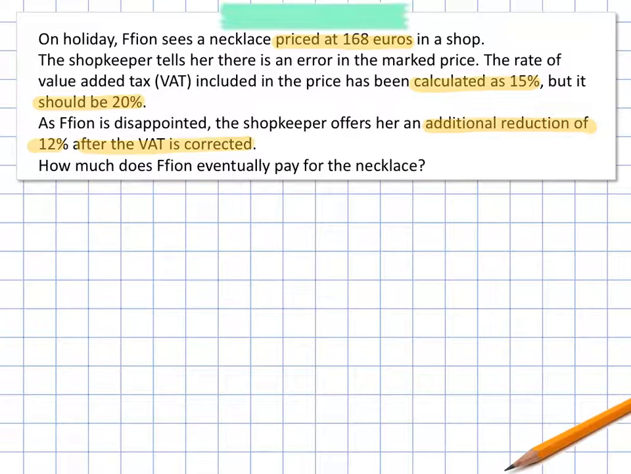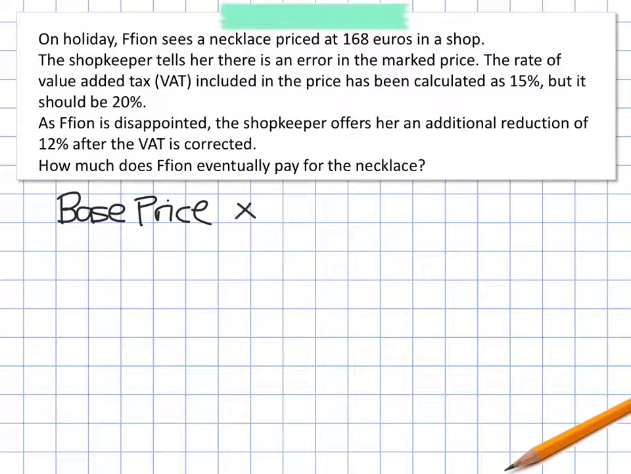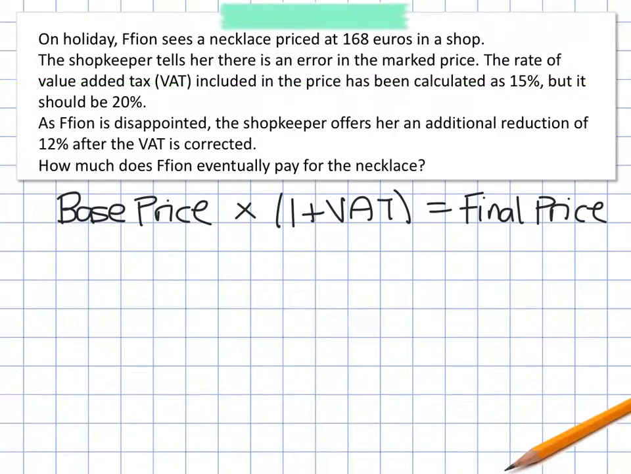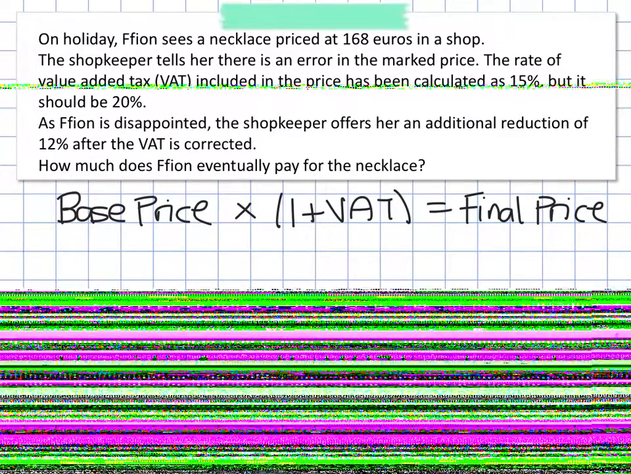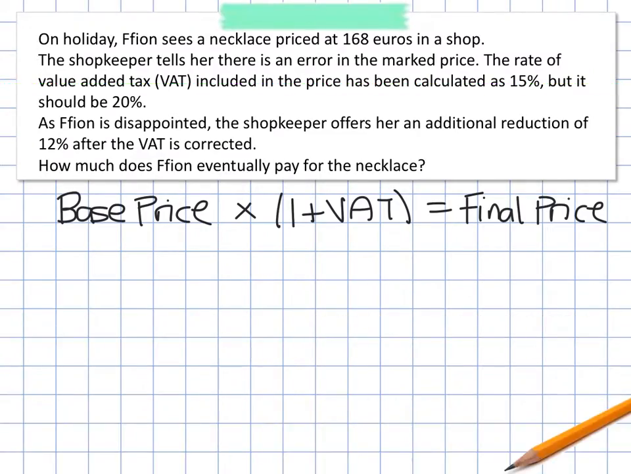So the first thing that we'll probably want to think about is what the price of the necklace would be without VAT at all. So we've got our base price, and normally we times that by 1 plus the VAT, and that gives us the final price. We're going to have to do this in reverse because this process has been completed with 15%, but it's wrong. So we need to get it back to this base price that we started with.